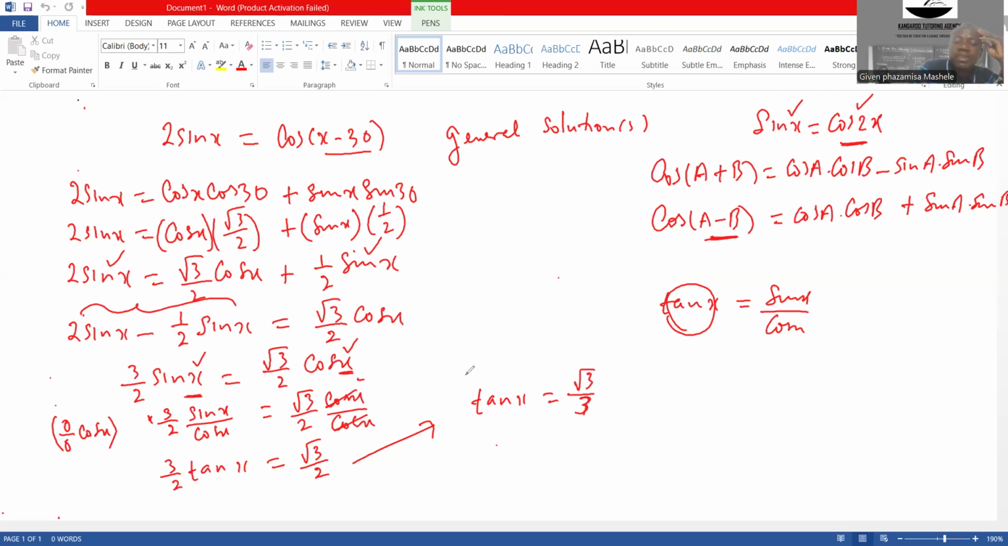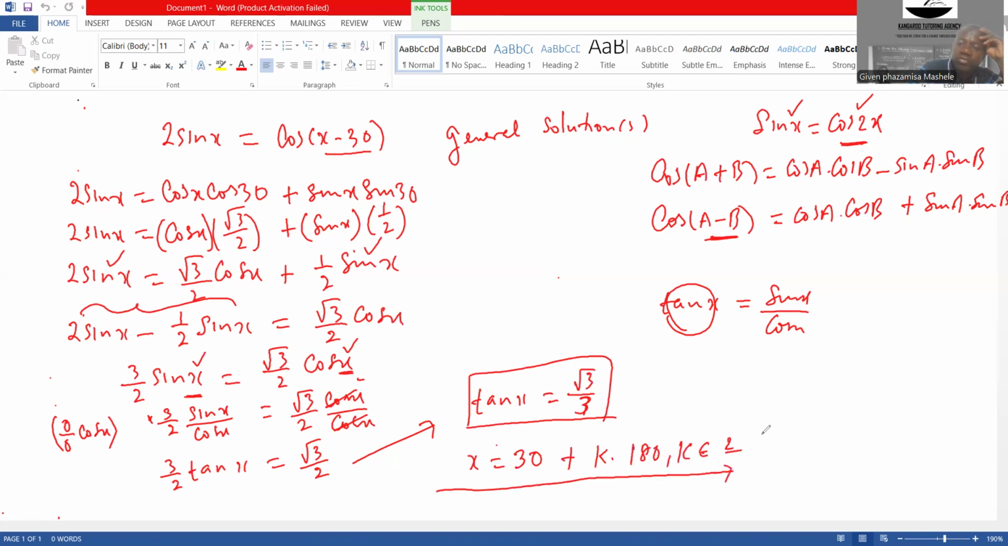But we want to determine the general solution. We know we remain with tan, so tan must always have one solution. So we're going to have x equals to second function tan of root 3 over 3, and this will give us 30 plus k times, what is the period of tan? It's 180, when k is an element of integers.